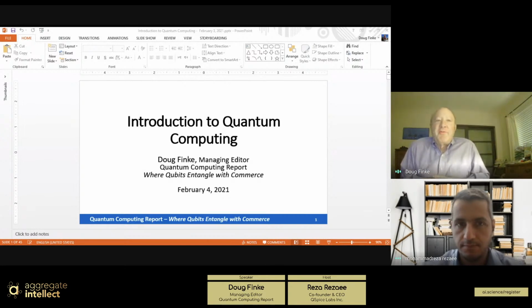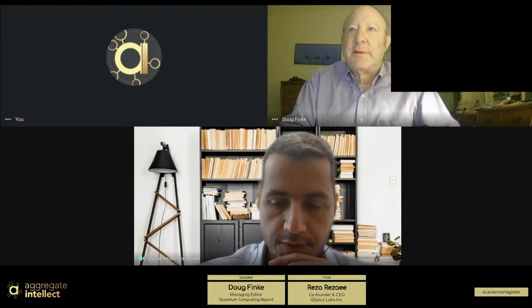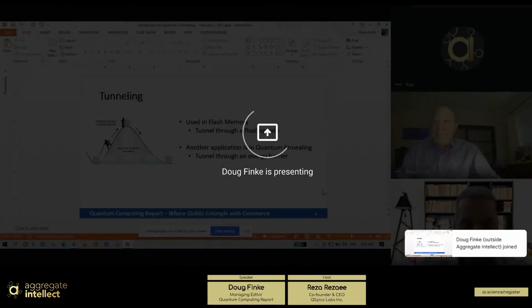So tunneling is important for a branch of quantum computing called quantum annealing. There's a company. You can't see the slides. Let me start share again. Hold on. Let me start again. Okay, can you see it now? Not yet, Doug. Okay, hold on. You may want to hit that present now button. And yeah, wonderful. How about now? Yes, we can see it.